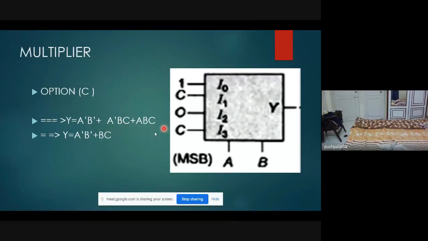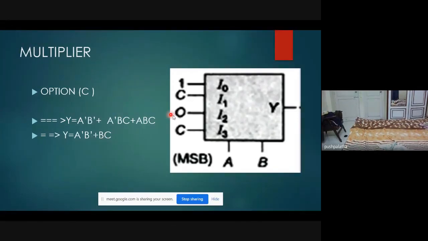Now A bar B bar plus I am taking BC as common, right? A plus A bar will become 1. So Y is equal to A bar B bar plus BC. So the option is C. Clear? It's clear for you.